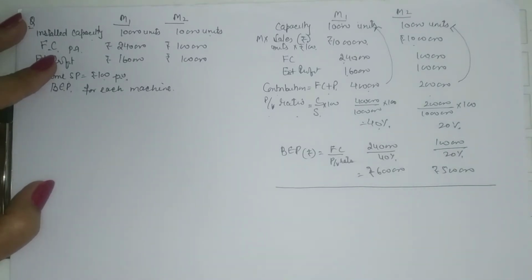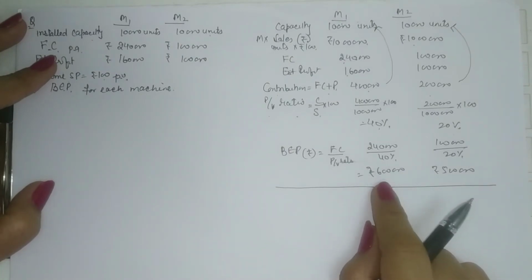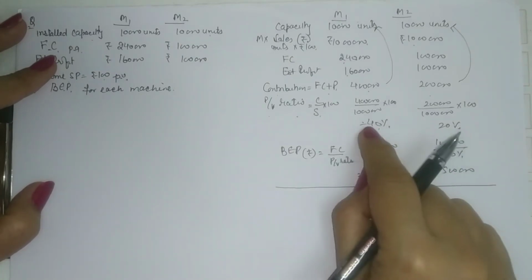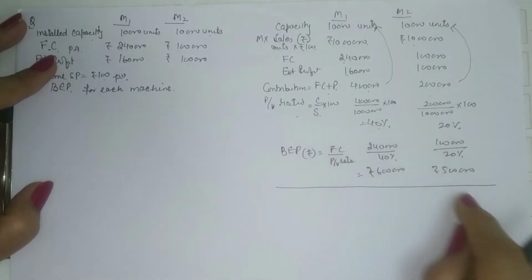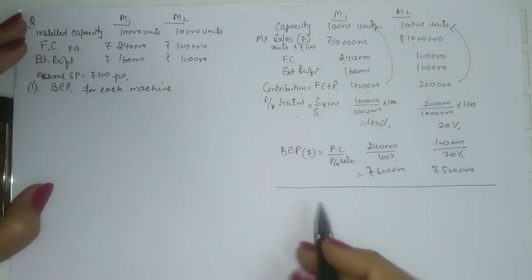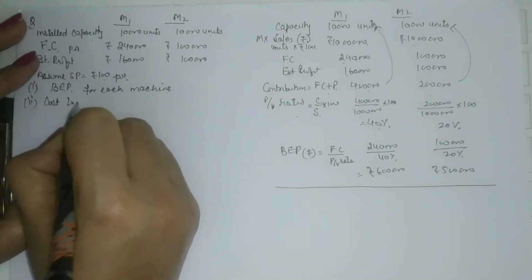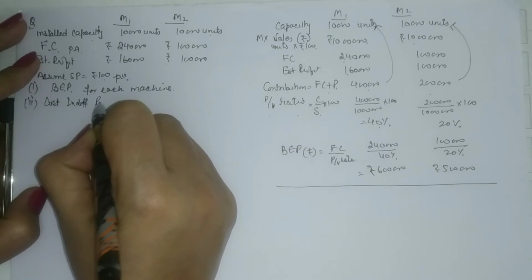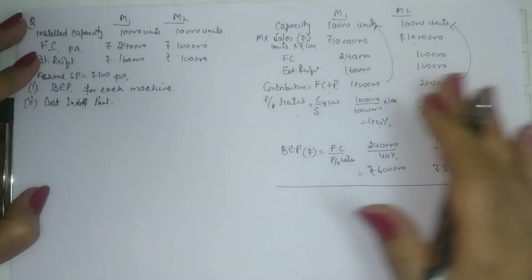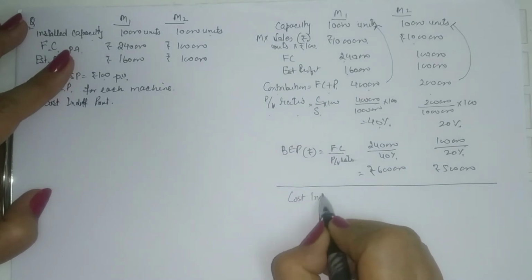But of course, when you go above this 6 lakh, every additional sale is going to contribute 40% towards profit, whereas herein your contribution is only 20%. So what is the cost indifference point? Cost indifference point means the point wherein both the methods will give you the same level of cost and profit.